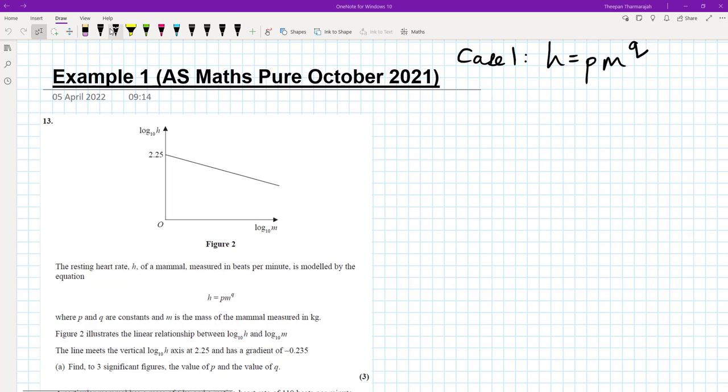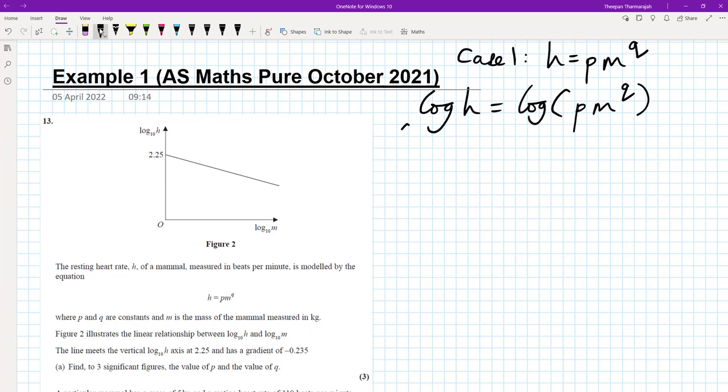So the first thing we ought to do in a question like this, and pay attention, whenever it's log of the y variable and log of the x variable, it will always be this case where the power is a number. So the first thing we ought to do is to take logs of both sides. So we say log h equals log of p times m raised to the power of q. So I can apply the laws of logs here and say log h equals log p plus log of m raised to the power of q.